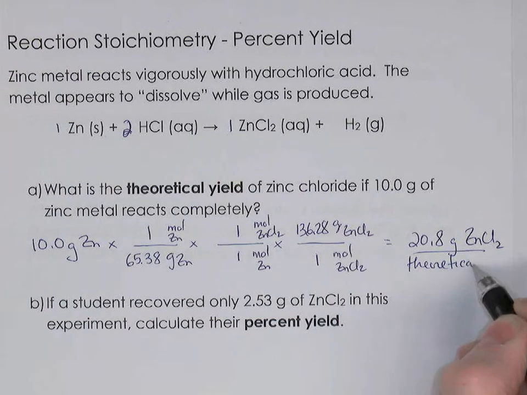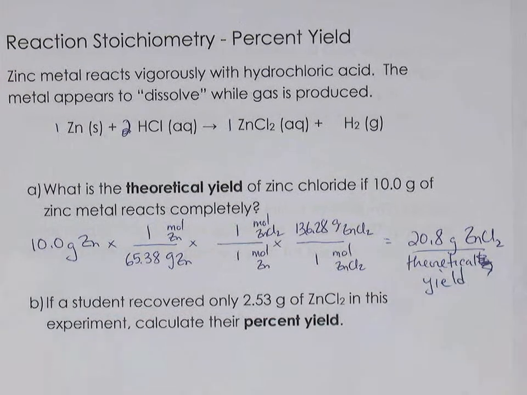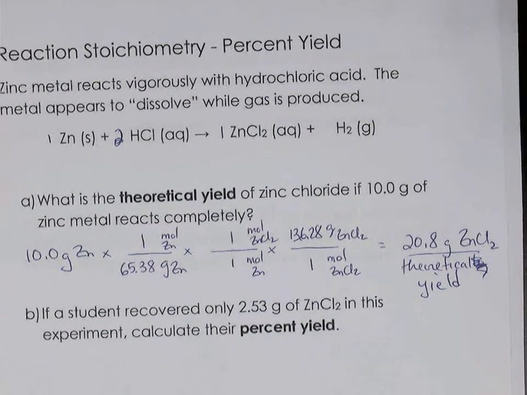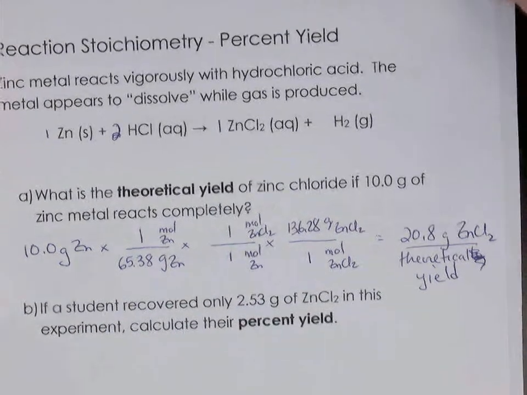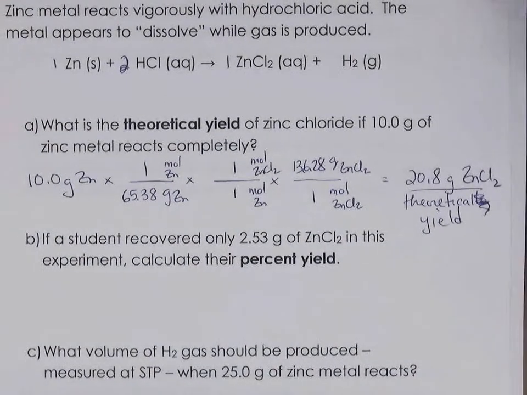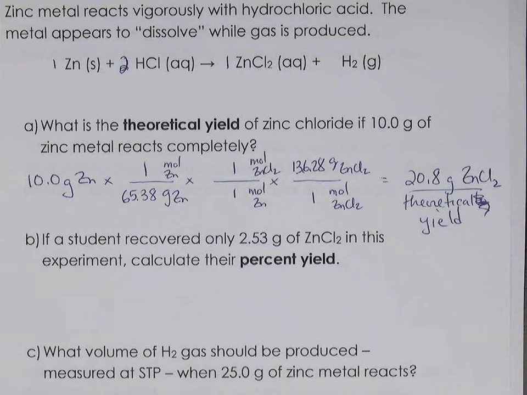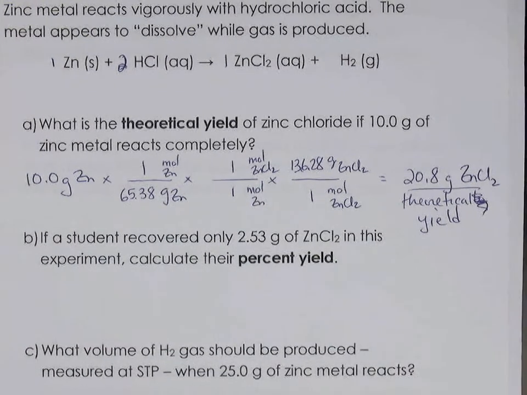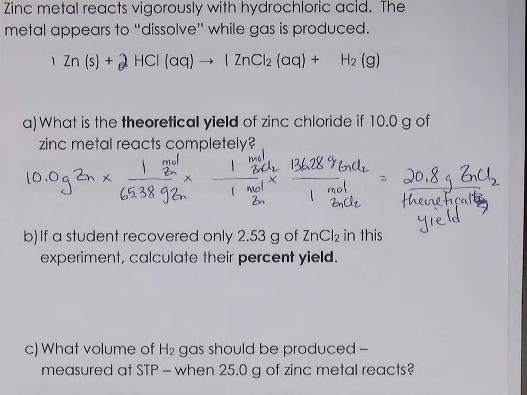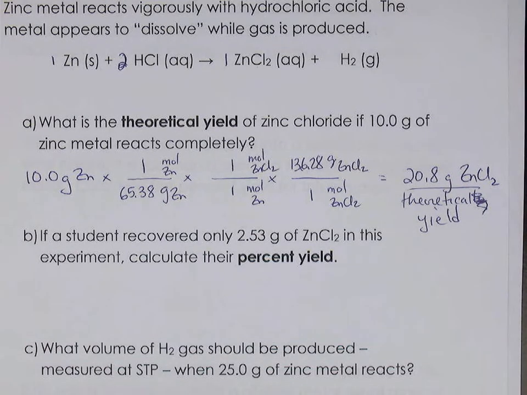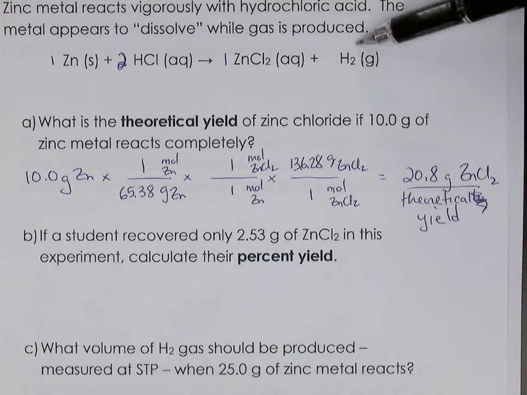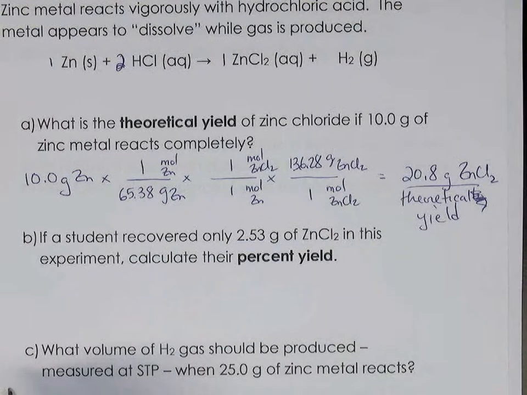That is theoretically how much product we should make if we started with 10 grams of zinc and there were no errors committed. Part B, a student who did this experiment, they used 10 grams of zinc, they recovered only 2.53 grams of zinc chloride. So after they did their experiment and perhaps filtered and dried, they ended up getting 2.53 grams of zinc chloride. Now in this case, they would need to evaporate the solution and collect the salt at the end. So what would be their percent yield?